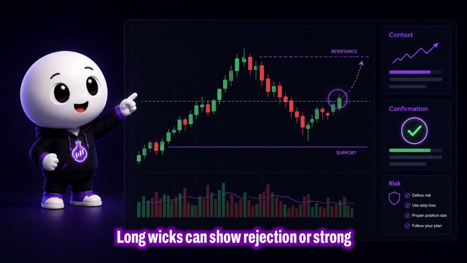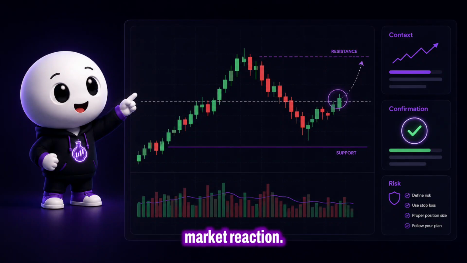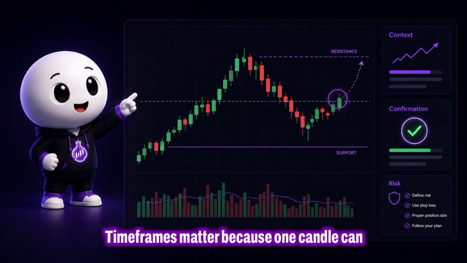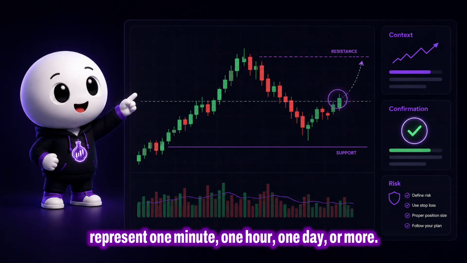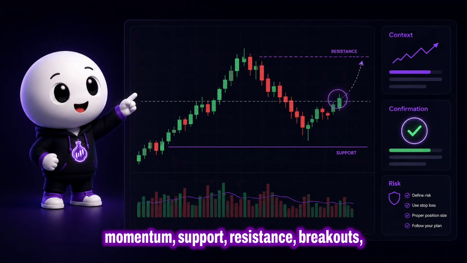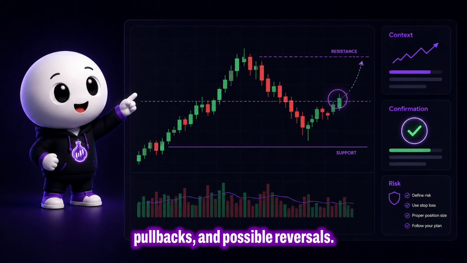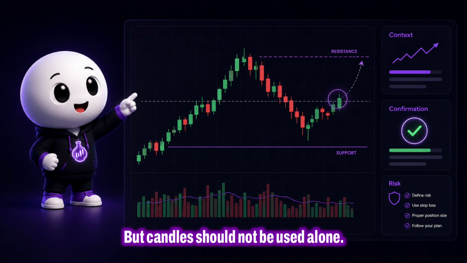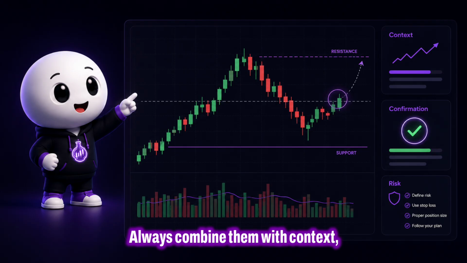Long wicks can show rejection or strong market reaction. Timeframes matter because one candle can represent 1 minute, 1 hour, 1 day, or more. Candlesticks are useful for reading trend, momentum, support, resistance, breakouts, pullbacks, and possible reversals. But candles should not be used alone.